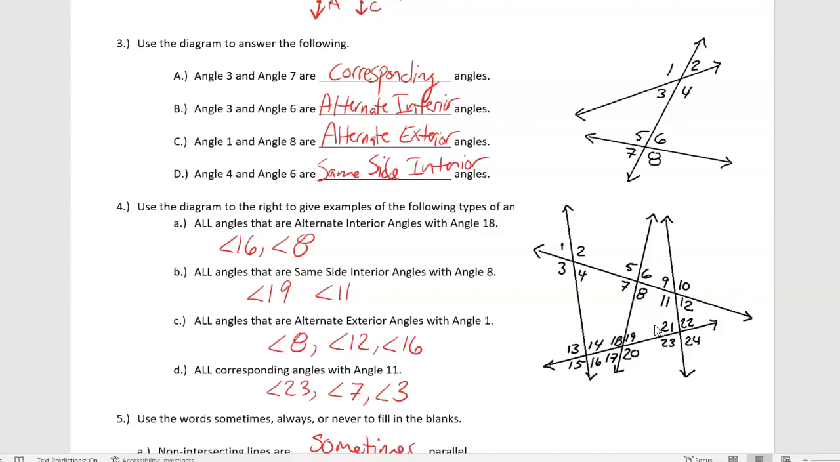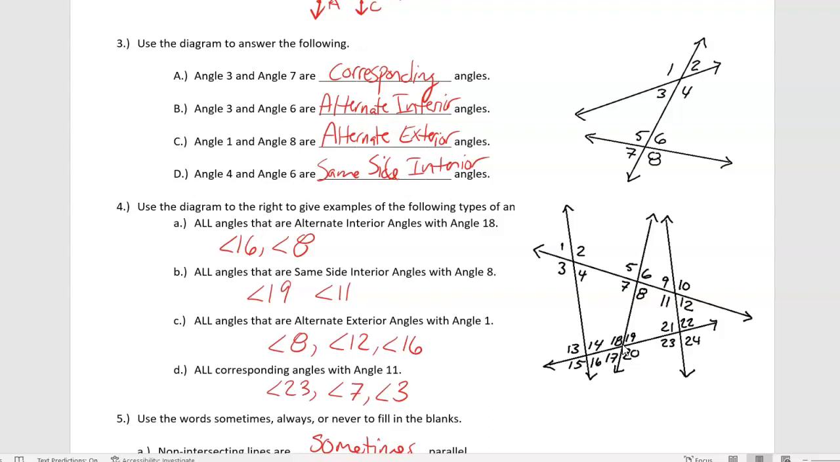It's not between my two lines. But to make things even more confusing, if you look at this vertical line and the one in the middle, so the left vertical line and the one in the middle, 18 now becomes interior again. So an angle can be interior or exterior a lot of times, depending on what the two lines are and what the transversal is. So on number 4, it says, all angles that are alternate interior angles with 18.